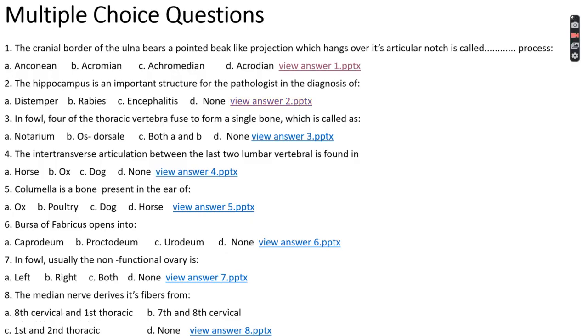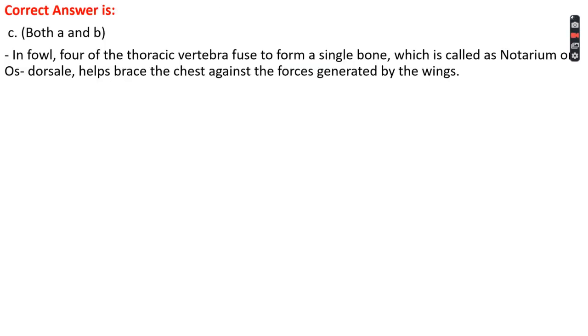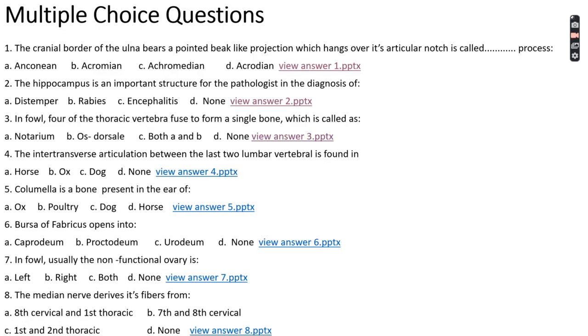Question number 3. In fowl, four of the thoracic vertebrae fuse to form a single bone, which is called: option A, notarium; option B, os dorsale; option C, both A and B; option D, none. The right answer is option C, that is both A and B. In fowl, four of the thoracic vertebrae are fused to form a single bone, which is called the notarium or os dorsale, and it helps brace the chest against the force generated by the wings.